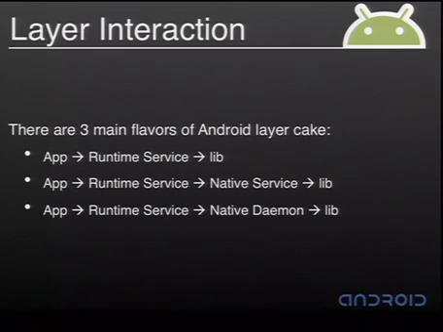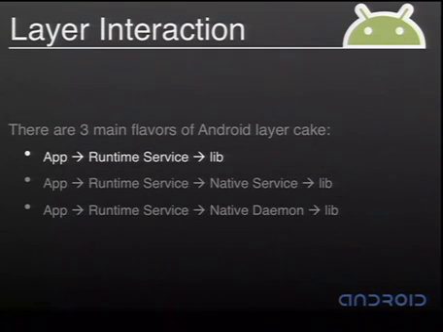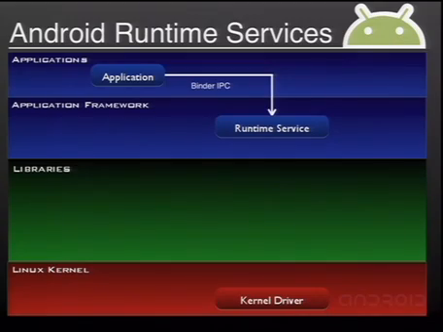There are 3 main flavors of Android layer cake that we'll go over today. Slight variations on this, but we'll concentrate on these. Starting with an application talking to a runtime or a managed service, and down to a native library. So an application would make a binder IPC call, again, through the context object behind the scenes, to a runtime service running in the application framework.